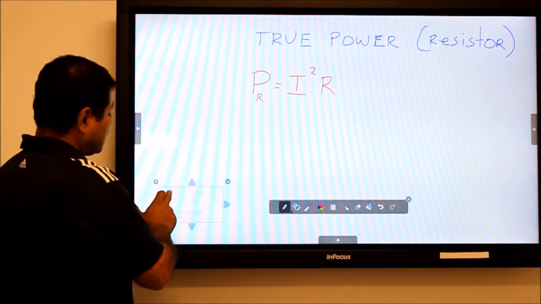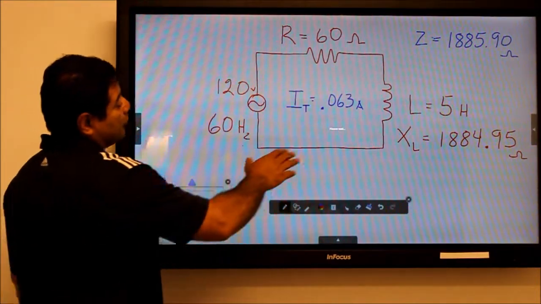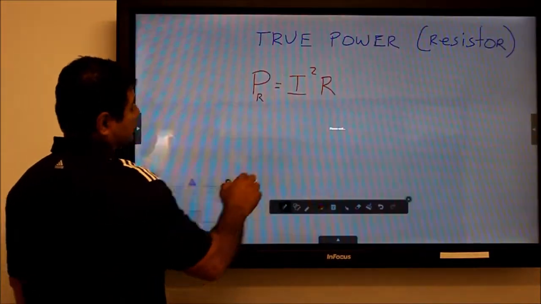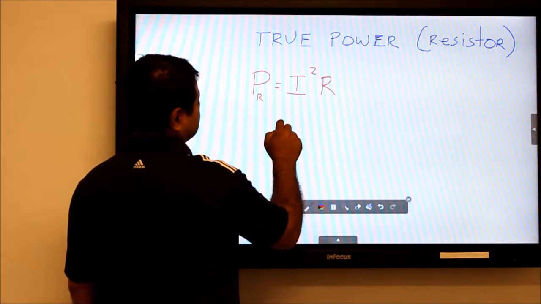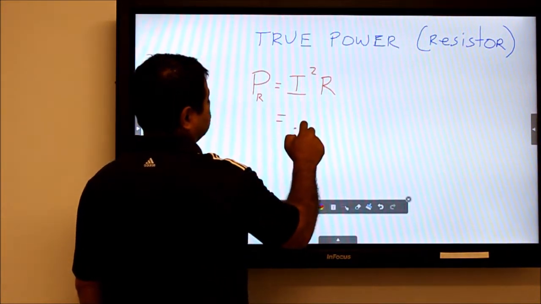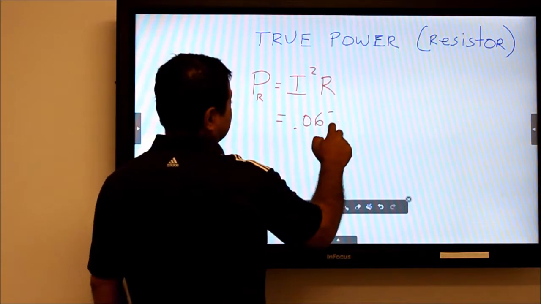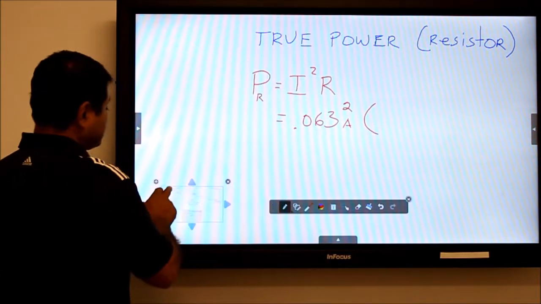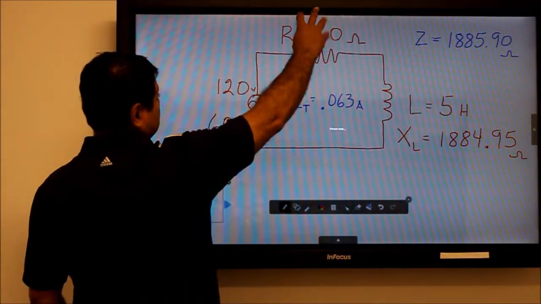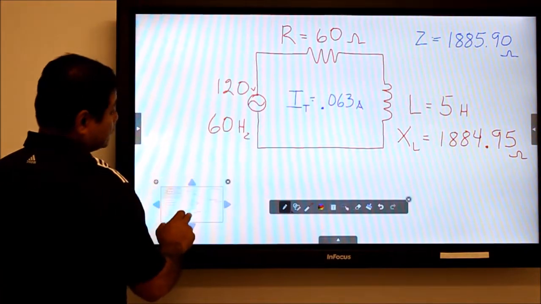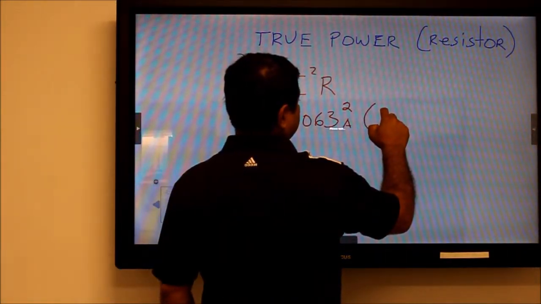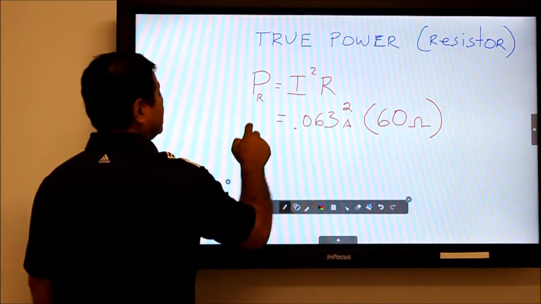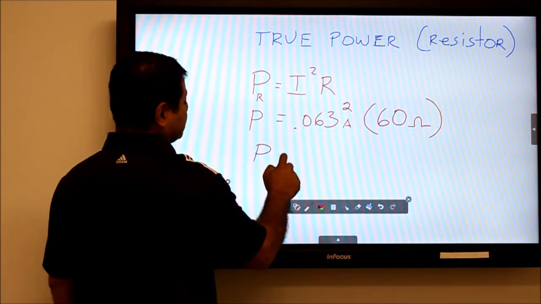So let's go back and get our values. We know that the total current is 0.063 amps. So let me replace that. 0.063 amps, and we're squaring this, times the resistance of the resistor. Okay, so it's 60 ohms. So I'm going to replace that. This will give me my true power, which is the power of the resistor.